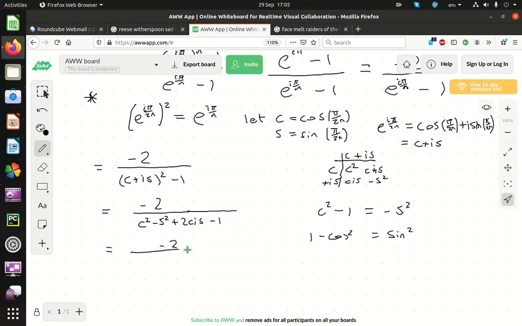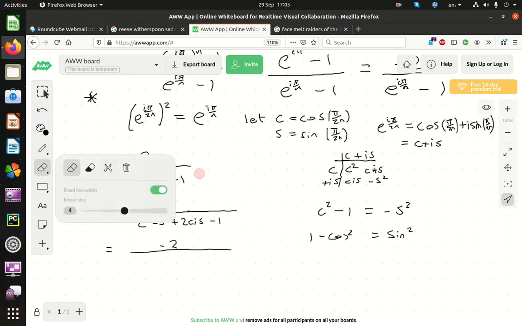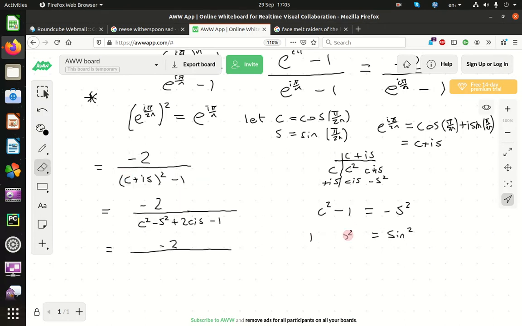I'm going to rub that out before any other mathematicians see me write that. Always include your arguments. But yeah, I'm doing it just with c squareds and s squareds. It saves me so much ink. So c squared minus 1 is minus s squared. So we've actually got minus 2s squared plus 2cis.